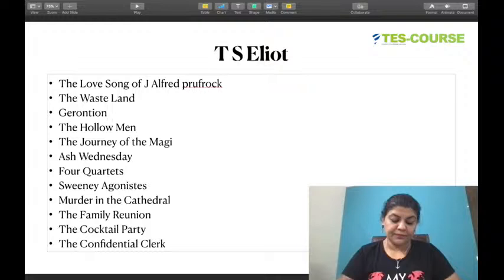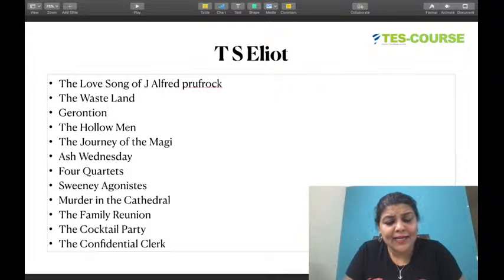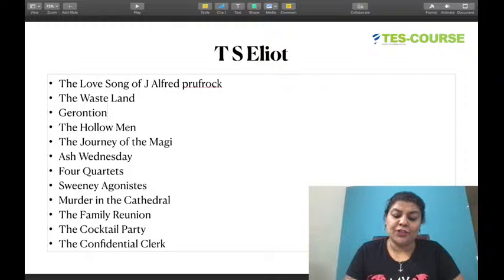The Hollow Men's title is taken from Julius Caesar. Okay, guys. There are 2 epigraphs to The Hollow Men. Mistah Kurtz, he dead. And a penny for the Old Guy. The Journey of the Magi is a poem about his own conversion. Journey of the Magi and Ash Wednesday are poems about his own conversion.